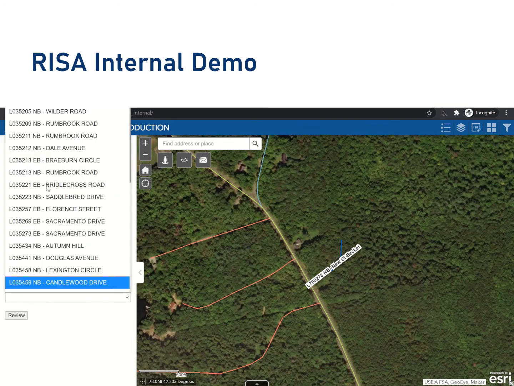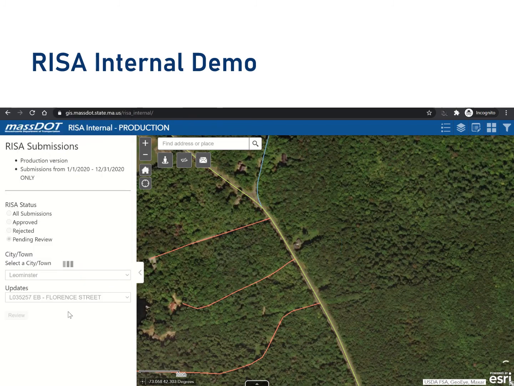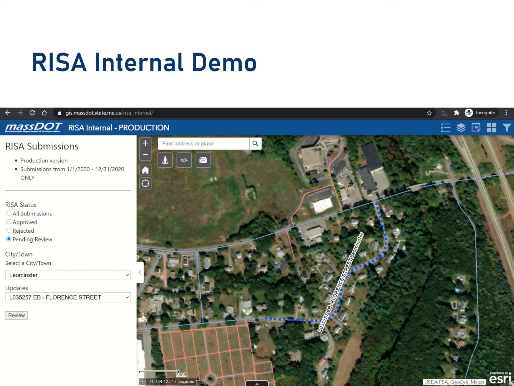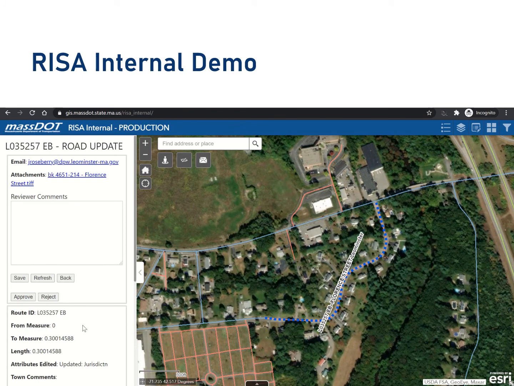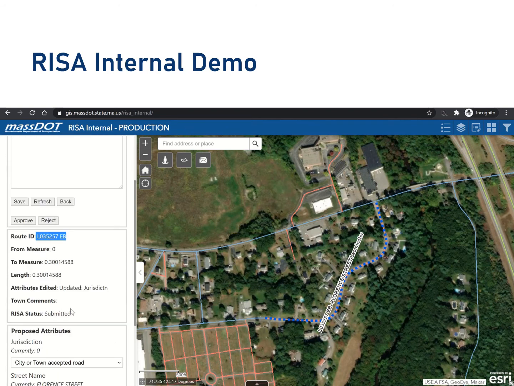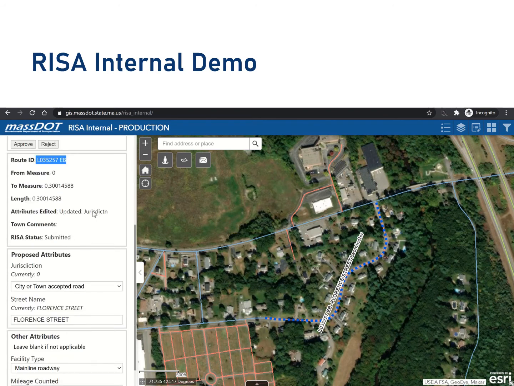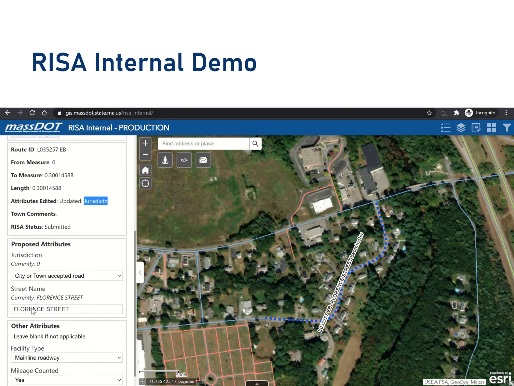So this town has several road updates that are pending review. And a road update can be done without any steps done in desktop because the route already exists in the LRS. So I can see that this update is for this segment of this route, and the attributes that are being updated are jurisdiction, and then street name also shows up by default.